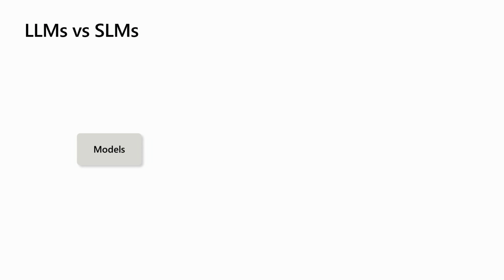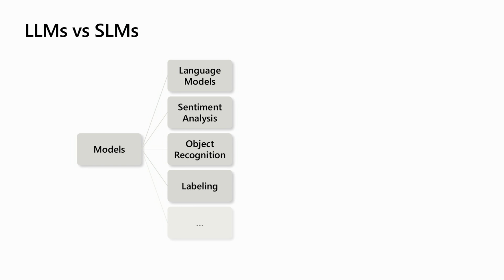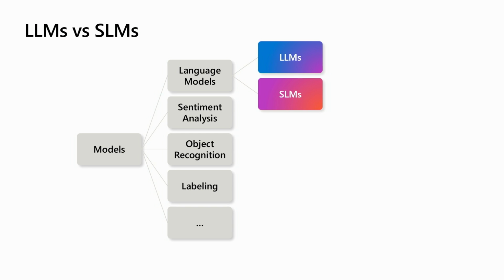And specifically, the difference between SLMs and LLMs. You can think of models having these categories: language models, sentiment analysis models, object recognition, labeling. Language models can be split in two big categories, LLMs and SLMs. You've probably heard of LLMs. GPT-4, as one example, has 1.7 trillion parameters. And SLMs, such as Microsoft Phi3 Mini specifically, has 3.8 billion parameters. So that's 500 times less.